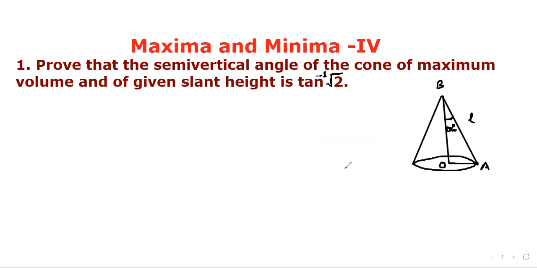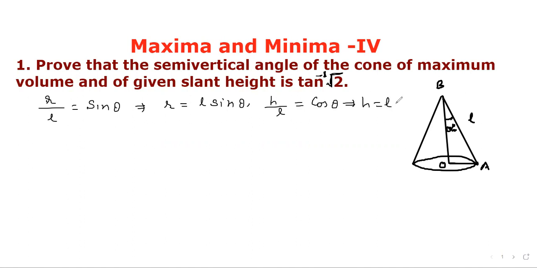So let's write it. OA upon L, that is perpendicular upon hypotenuse. So perpendicular is R upon L equal to sine theta, from where we get R equal to L sine theta. Similarly, base upon hypotenuse equal to cos theta, and base is OB. OB is H upon L equal to cos theta, from where we get H equal to L cos theta. Now we write volume because that is to be maximized.